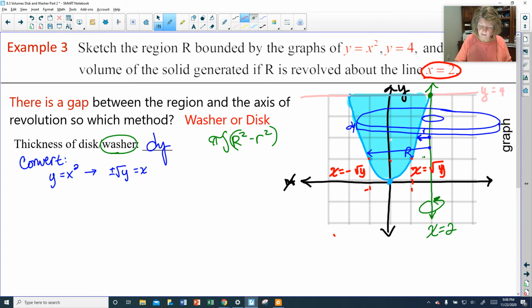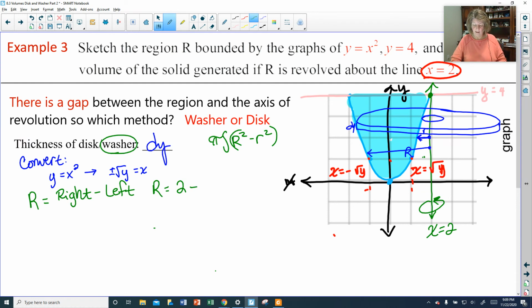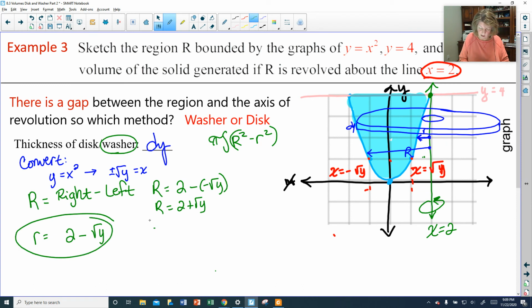Let's define what big R is. Big R then is going to be, since I'm working horizontally, I always think right minus left. And that means big R would be right, which is 2, take away left, which is negative square root y. Looks like big R comes out to be 2 plus root y. Then little r is going to be right minus left, and that would be 2 minus the inner part of our parabola, which is the positive square root y. So I've got little r, big R.